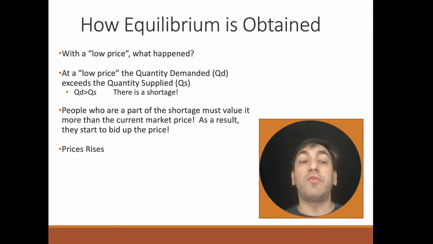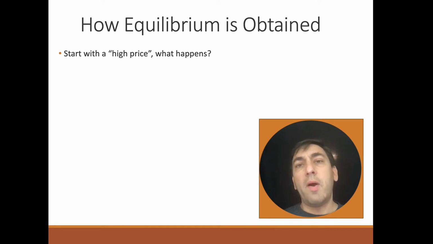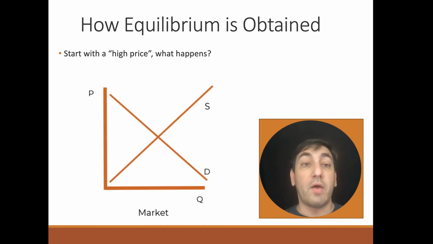They're going to cause an upward pressure in price because they're going to bid up the price. What about if the price was too high? Let's say we think the price of a car is $20,000, and for some reason the price of a new car comes in at $100,000. Well, what's going to happen?